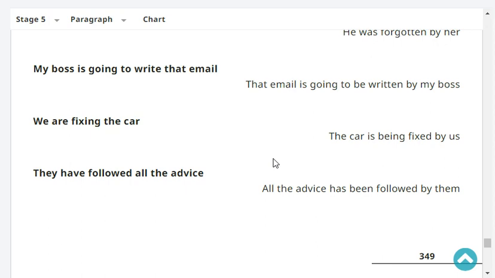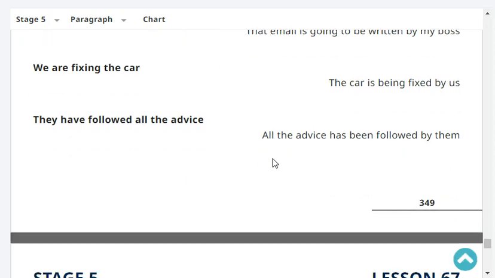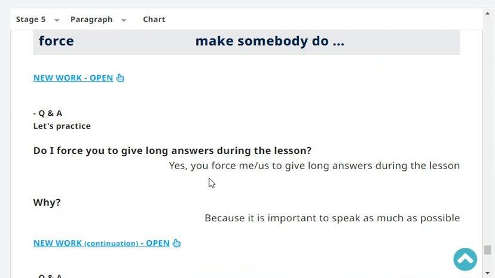We are fixing the car. The car is being fixed by us. They have followed all the advice. All the advice has been followed by them. Very good.